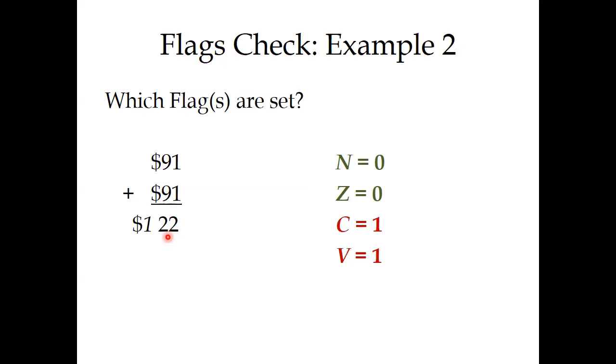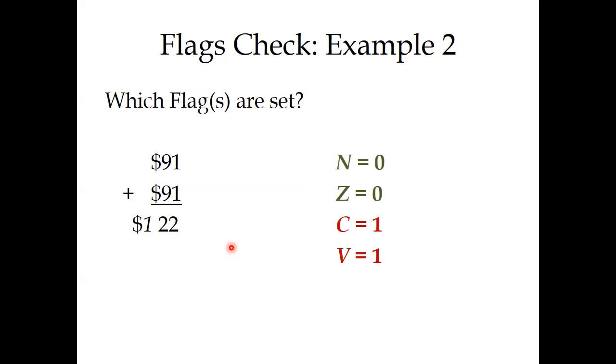So the zero flag is cleared. The carry flag is set. Why? Because you see there is a carry at the end. The carry will be ignored, but since there is a carry, the carry flag is set. And from the carry flag, you can tell there was a carry, even if you don't see it, because the carry was deleted or dropped.